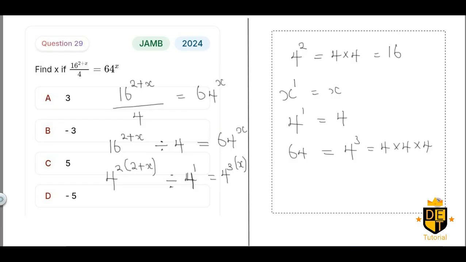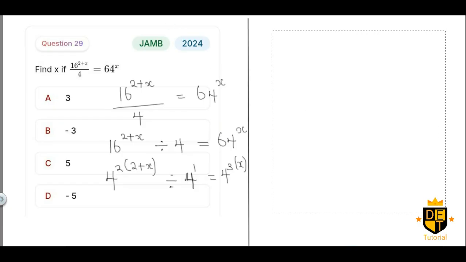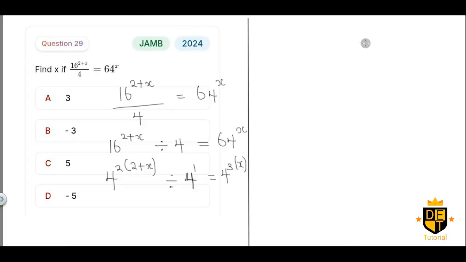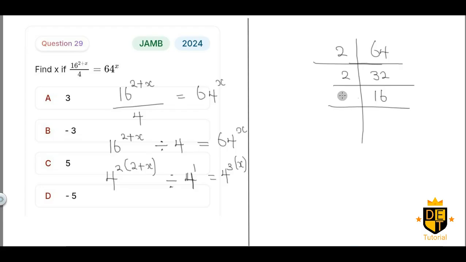It's something that is quite easy. Here is 64. What's the smallest prime number that can divide 64? It is 2. 64 divided by 2 gives 32. 2 can go again: 32 divided by 2 gives 16. 16 divided by 2 gives 8. 8 divided by 2 gives 4. 4 divided by 2 gives 2. 2 divided by 2 gives 1.